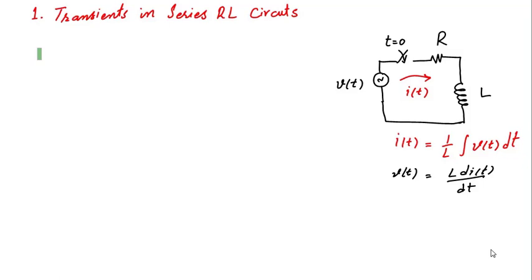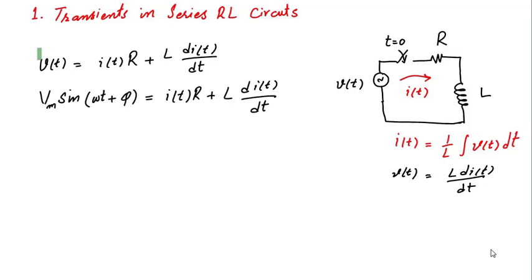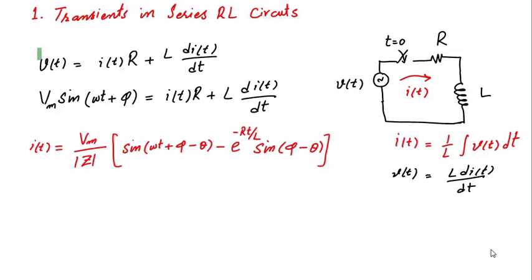If we write the equation for this single loop circuit, the applied voltage v(t) will be equal to the voltage across the resistance, iR, plus the voltage across the inductor, L di by dt. If we substitute the value of that voltage that we defined in our previous discussion, Vm sine(omega t plus phi), this is a first order differential equation. If we solve this differential equation, the solution for i(t) is equal to Vm over Z sine(omega t plus phi minus theta) minus e raised to the power minus Rt over L times sine(phi minus theta).